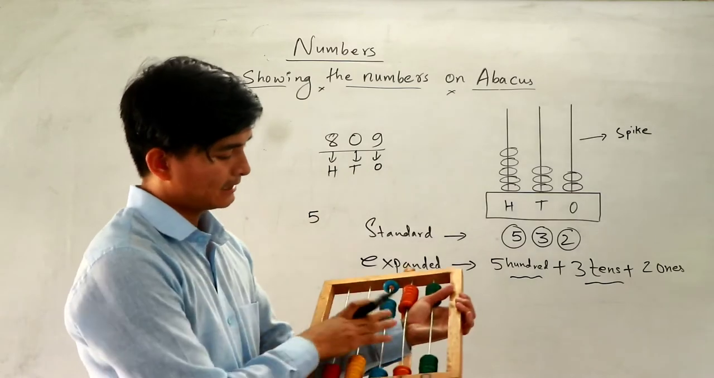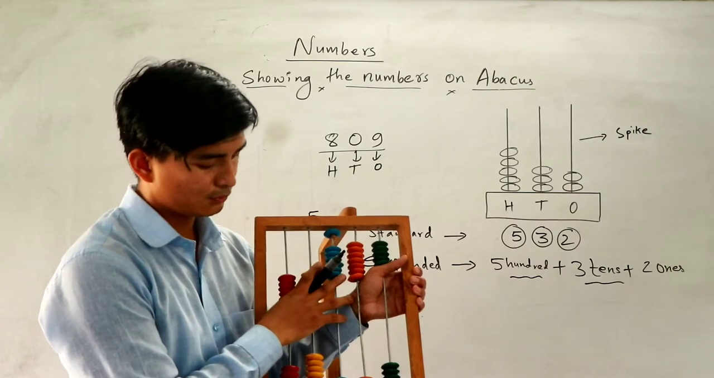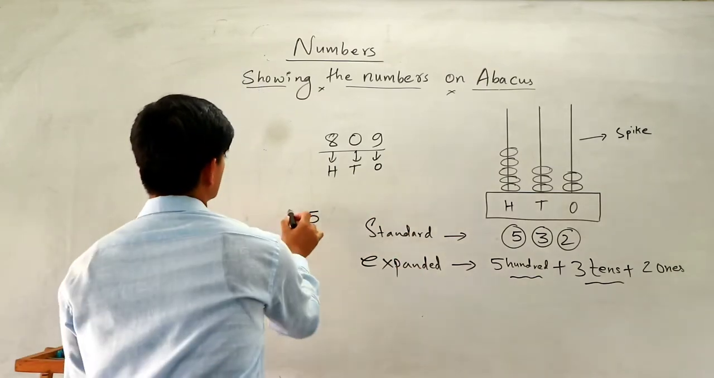After that, 10 placement. This is the particular one, your orange color. So 1, 2, 3, 3 bits, right? So it will be here, okay?